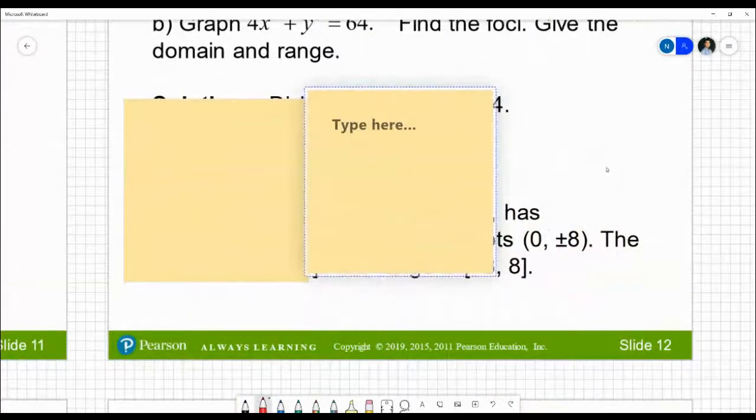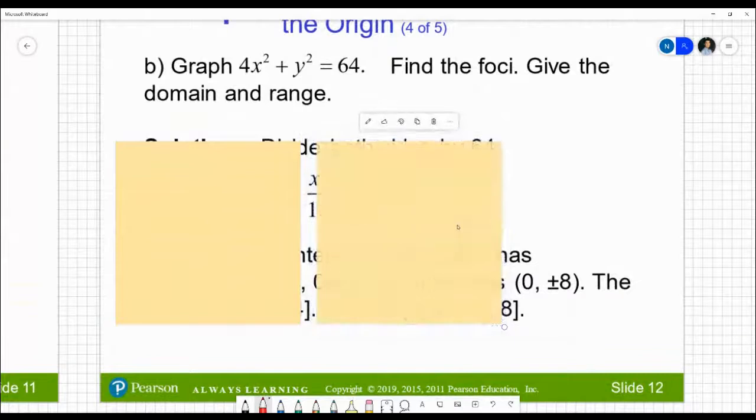All right, same thing here. Let's see if you can do this one. So go ahead and do it to the side over here.